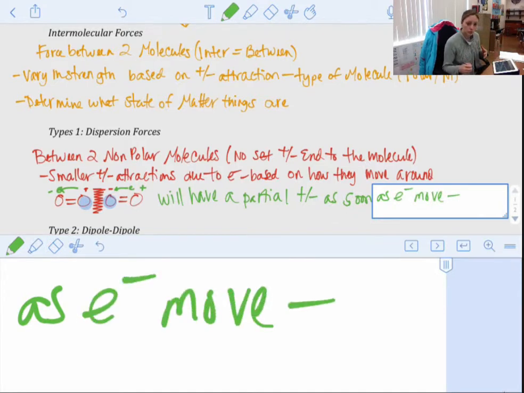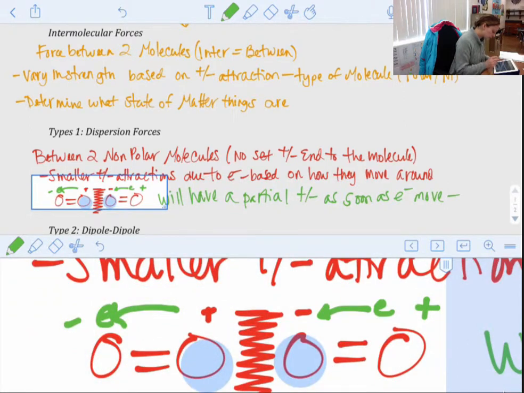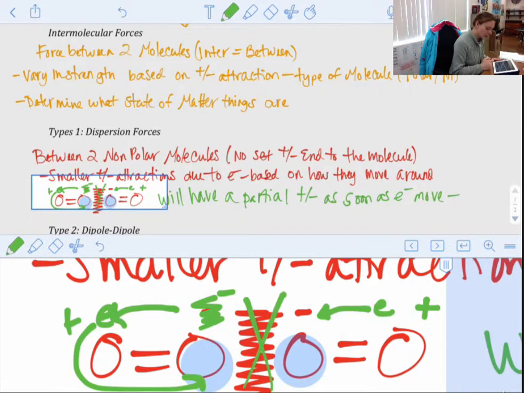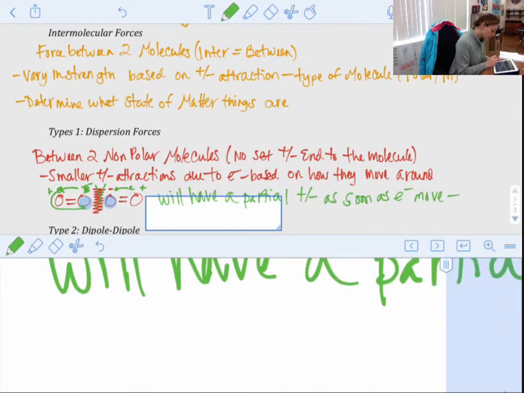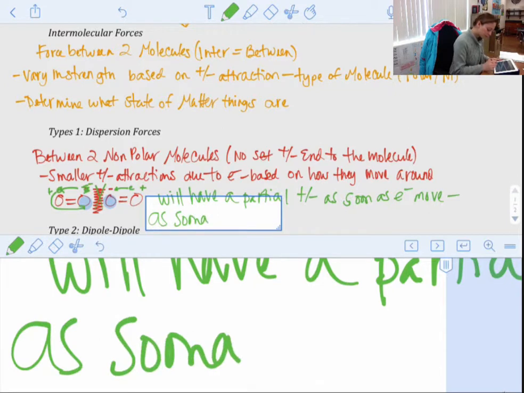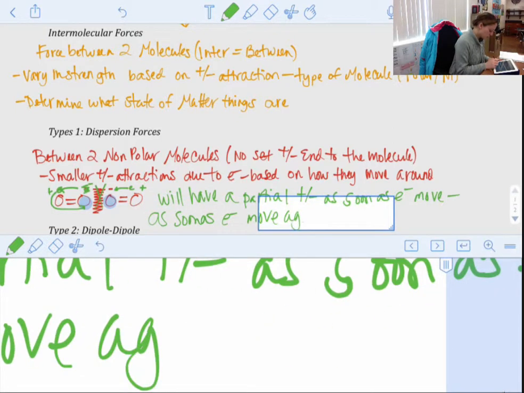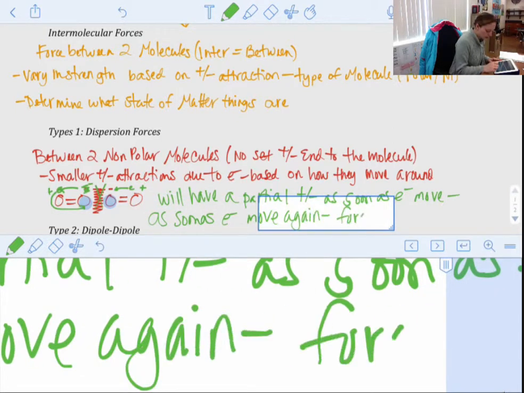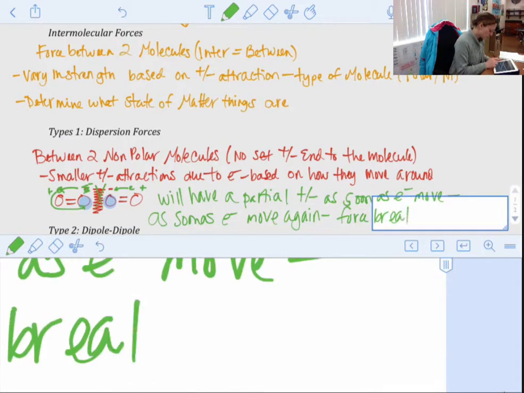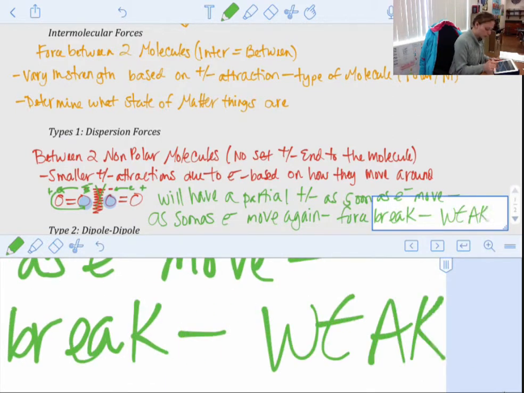But as they move again, it's going to undo that partial positive or negative. So now let's say we come back to this one and my electrons have moved and now I've got more negatives on the right side. So this is going to be negative, that's going to be positive. Now negative and negative don't work, so that's going to break. As soon as your electrons move again, the force tends to break, which is why these are very, very weak forces.